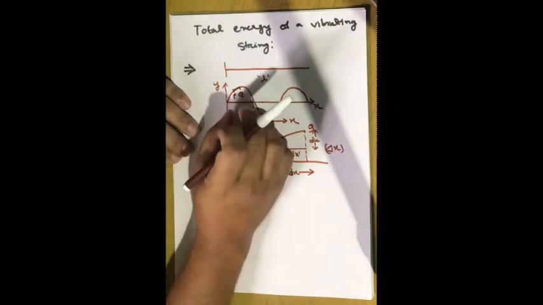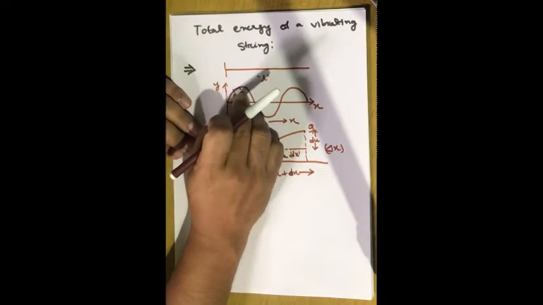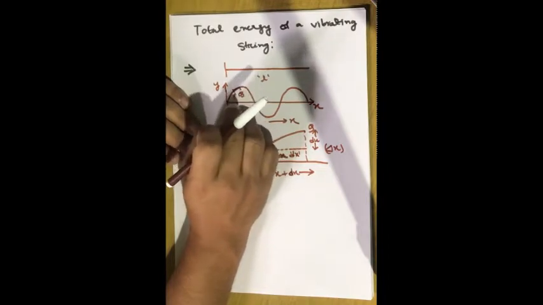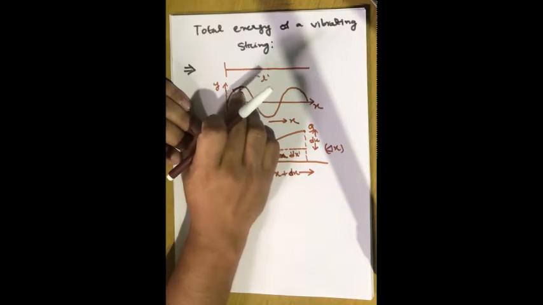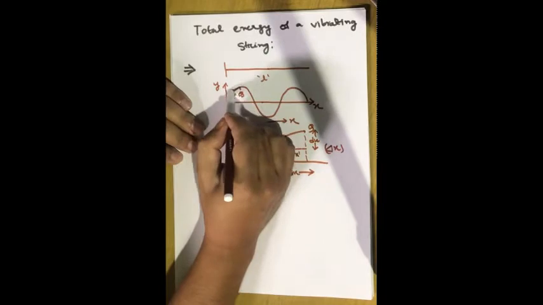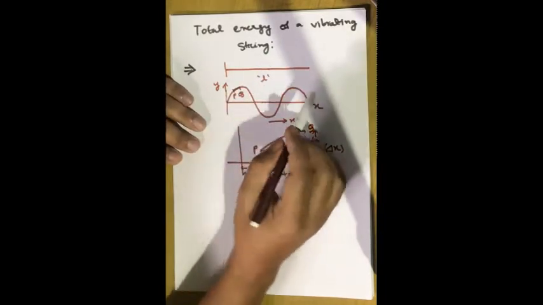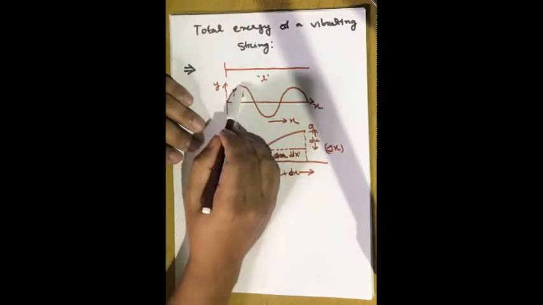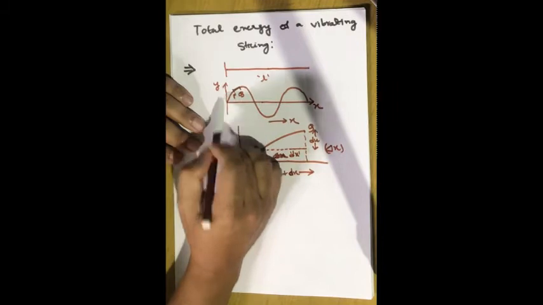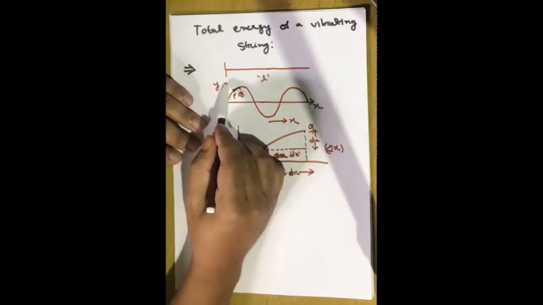Now what we are going to consider is a length element PQ of the string, and we'll try to find out the value of the kinetic energy as well as the potential energy of the line element PQ as the wave passes through the string. Since this wave is a transverse wave, the vibration of the element PQ will be in a direction perpendicular to the wave, that is, in the direction of y.